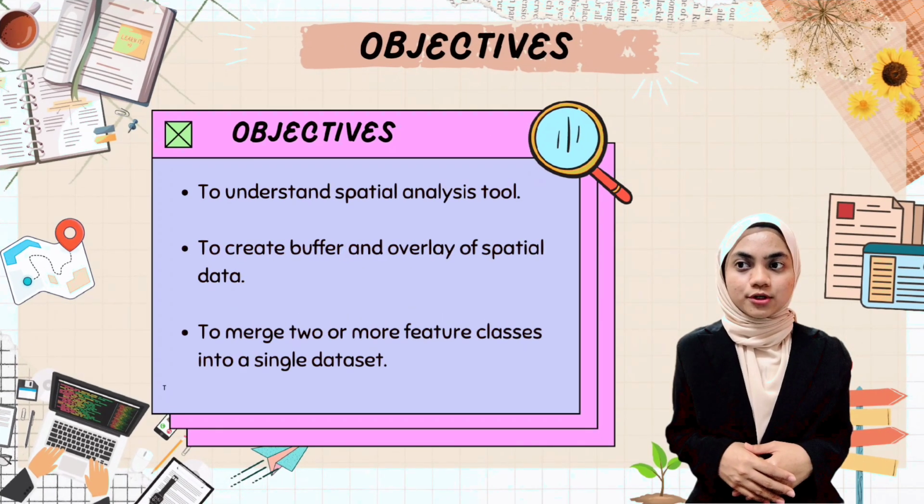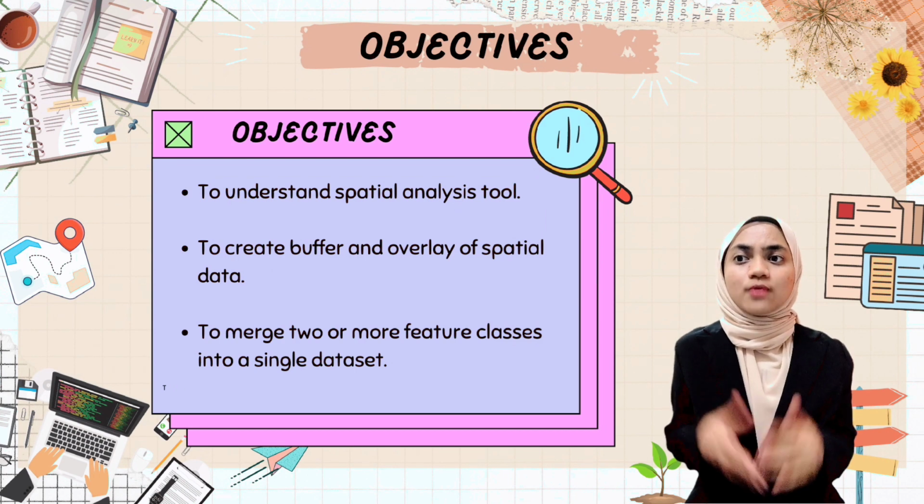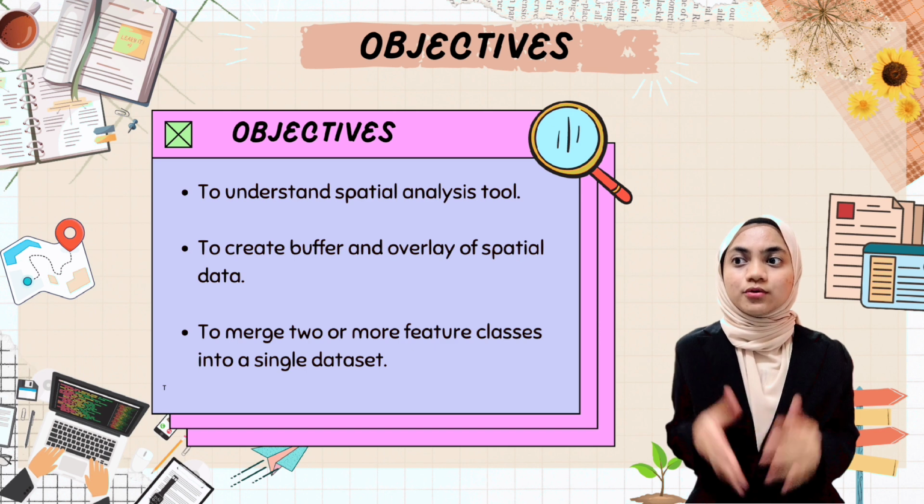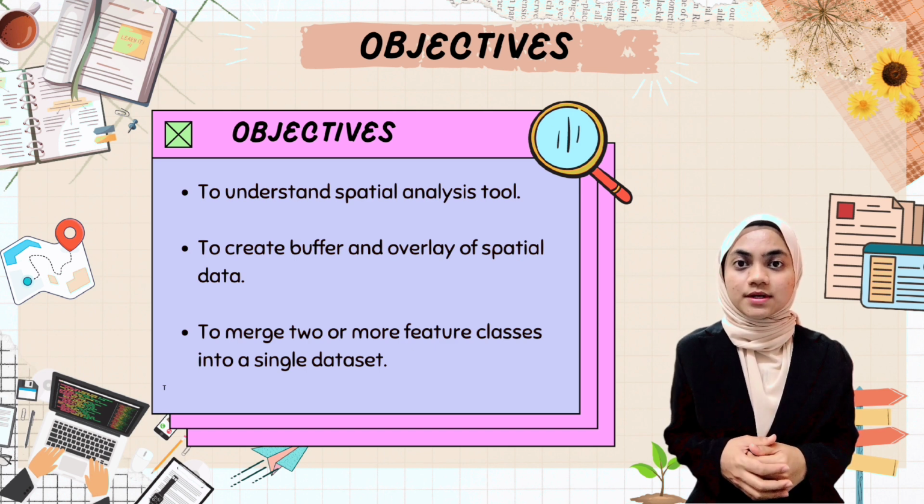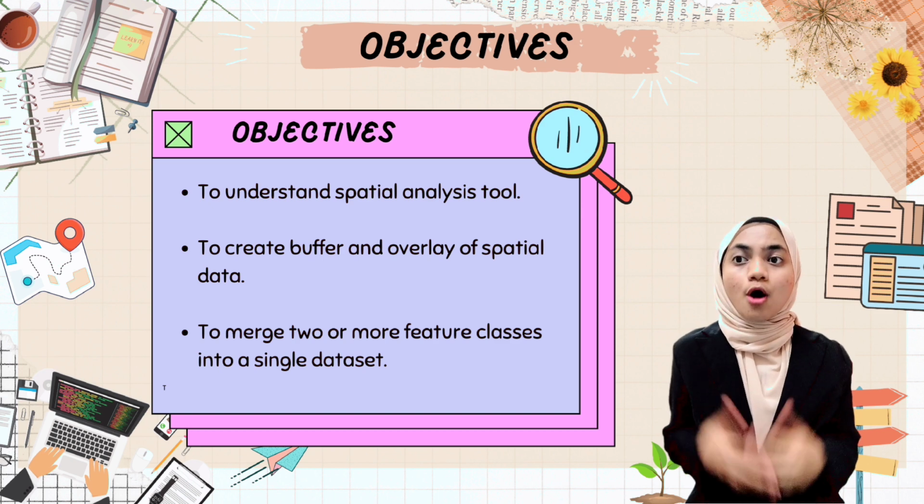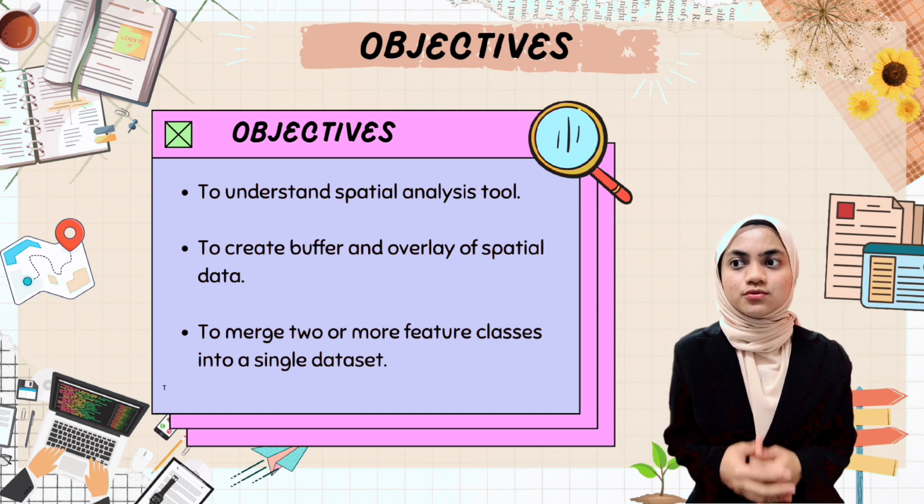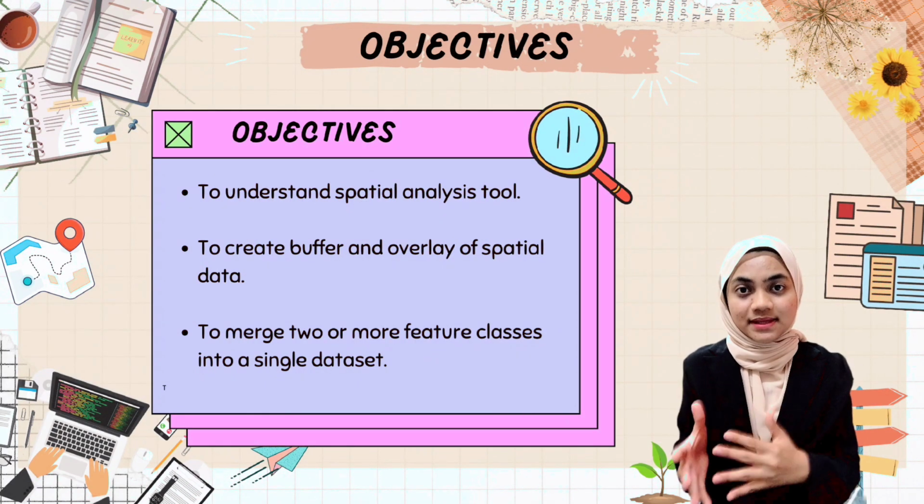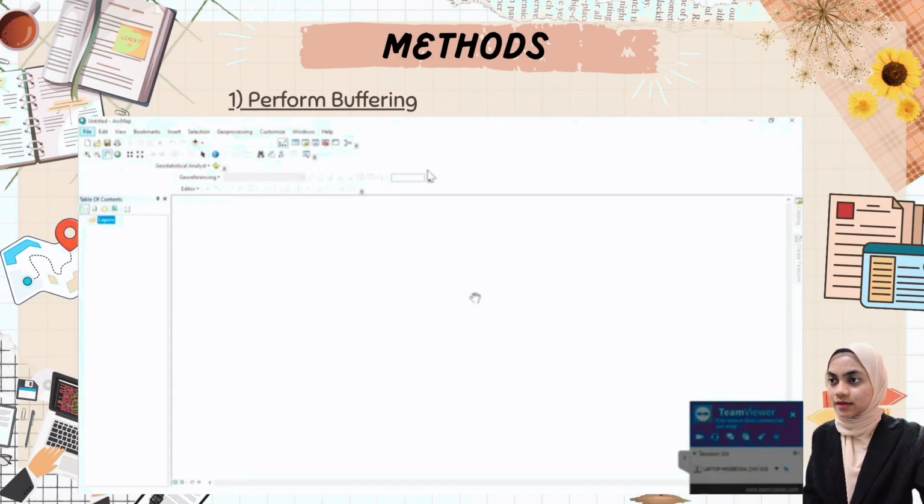The objectives for Module 3 are: first, to understand spatial analysis tools; second, to create buffer and overlay of spatial data; third, to merge two or more feature classes into a single dataset. And now, let's go for the method.